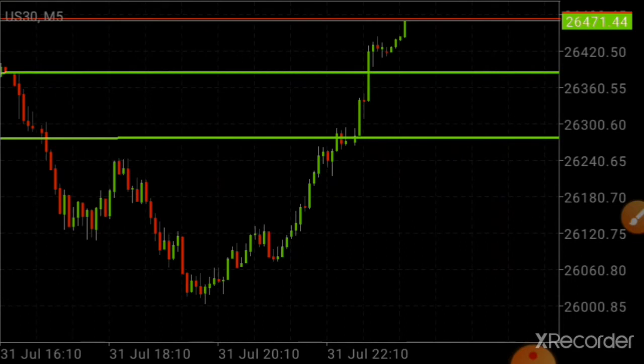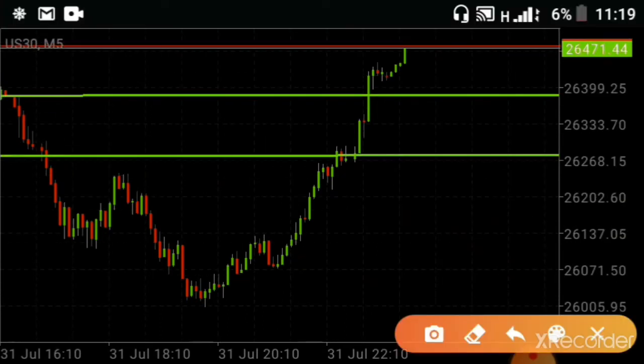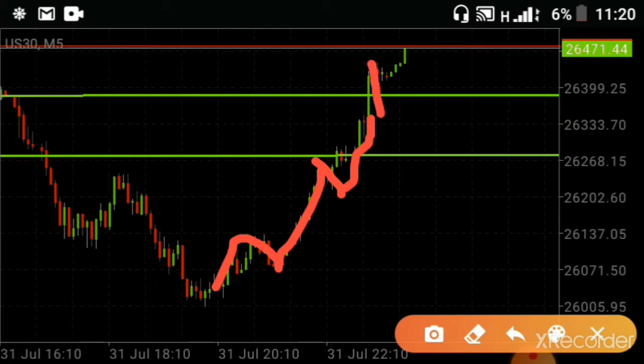The market came and hit this point, got a little drawdown, and came above here. Now it took a little support, as you guys can see. Now it's going above this support line.